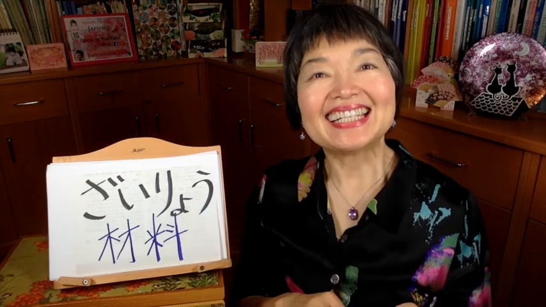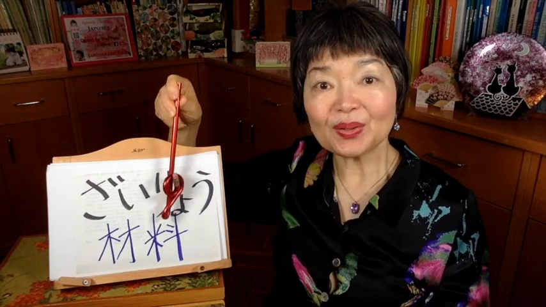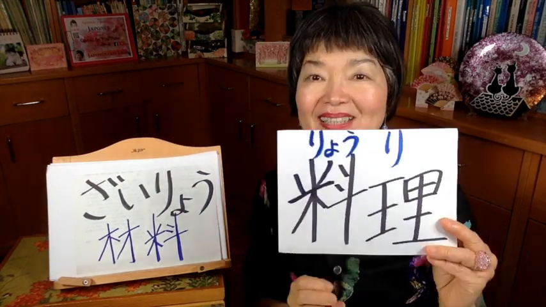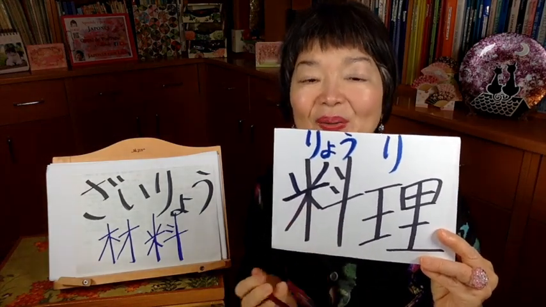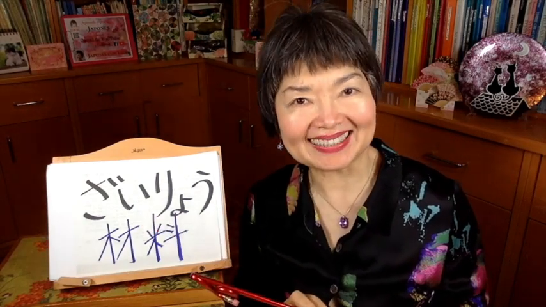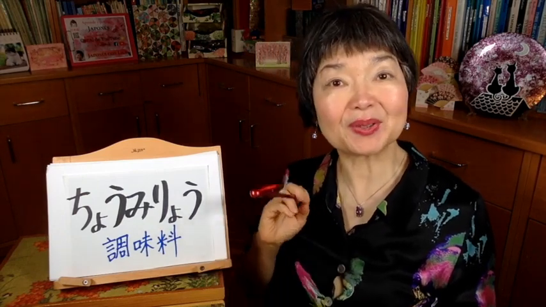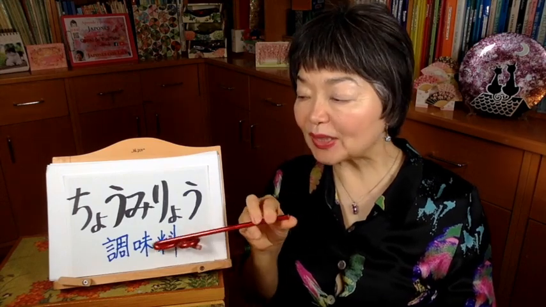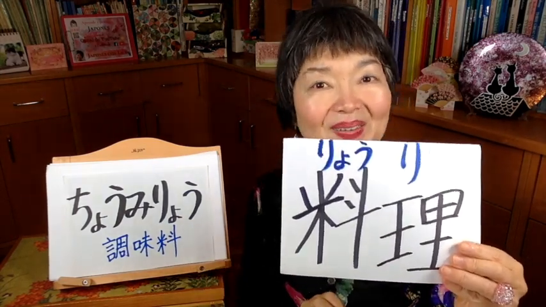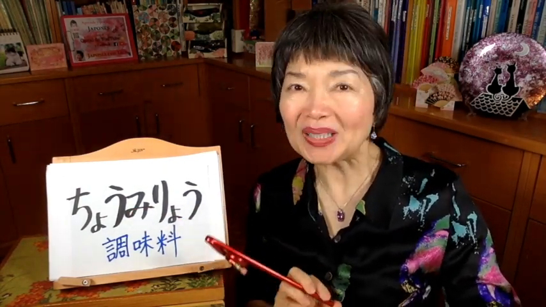材料. This second kanji, 料, is the same as in 料理, cooking. Do you remember? So 材料 is ingredient. 調味料. This is a good exercise too because we've got two small letters, よ. And also this 料 is the same kanji as in 料理, cooking. So 調味料 is spice, condiment.